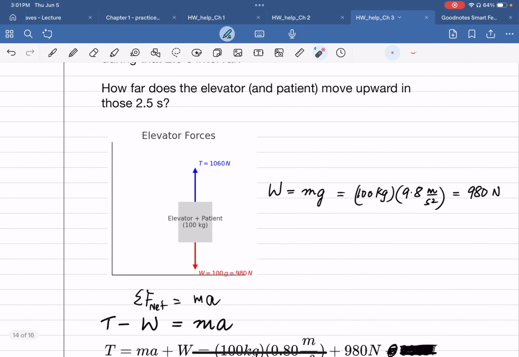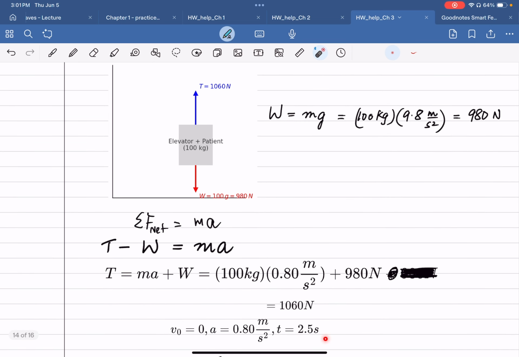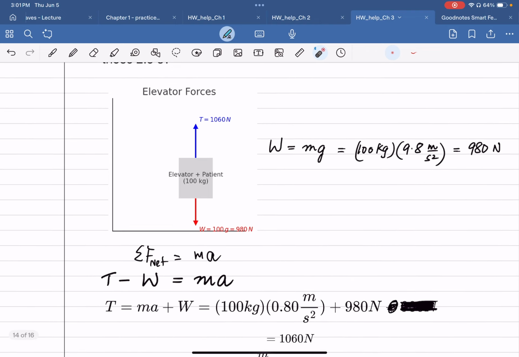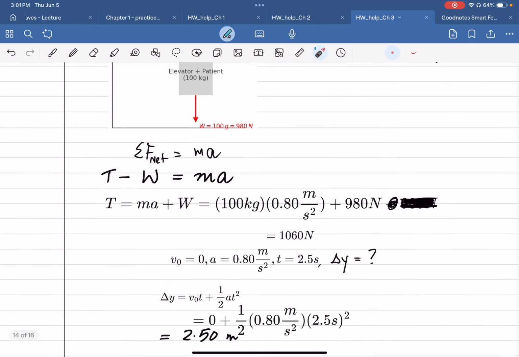Now, what's the second part? How far does the elevator travel or move upward in those 2.5 seconds? So back to kinematics. You're given the time. You know that it started from rest. You have the acceleration. And we are looking for what? We're looking for how much did it move? So we're looking for delta y. So we're trying to find delta y. And the equation that relates these four is right here.